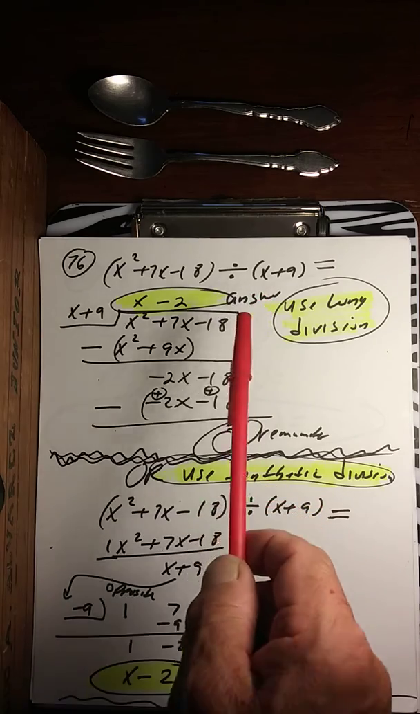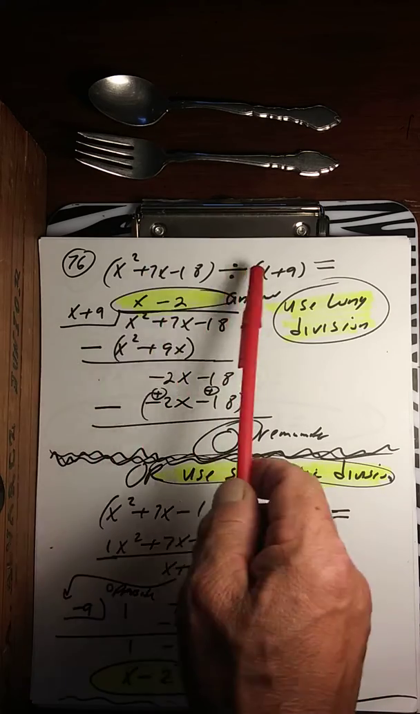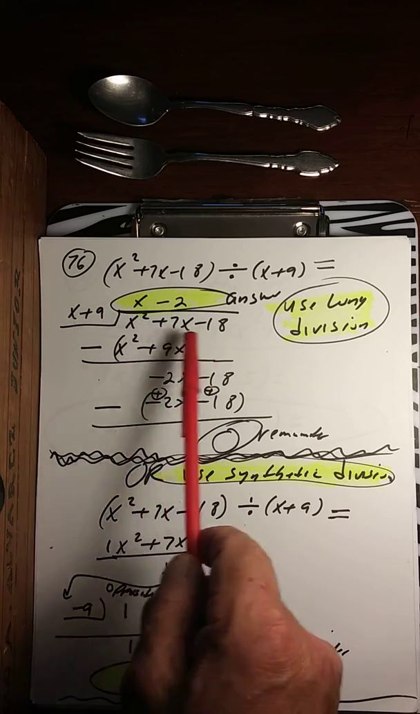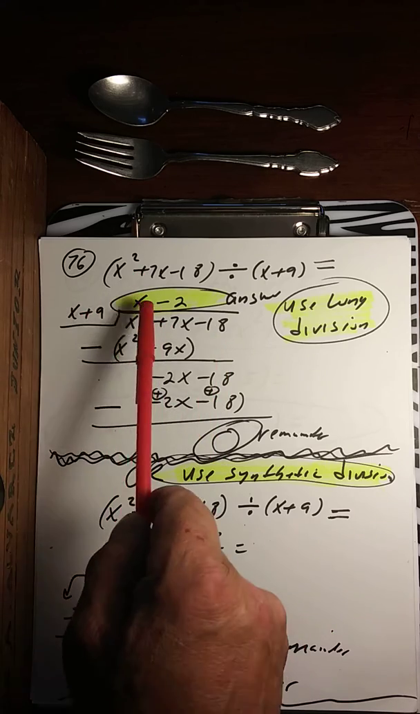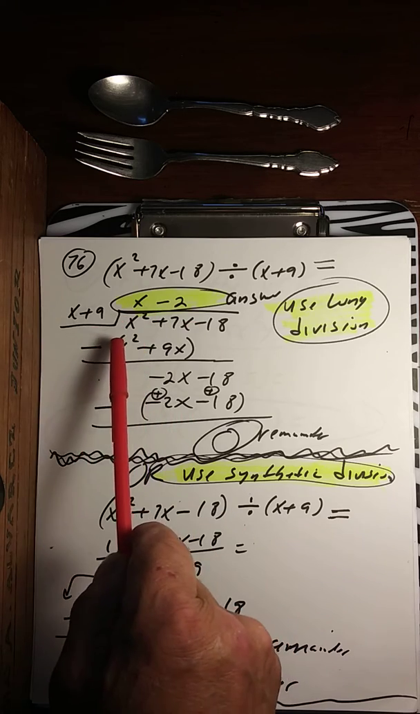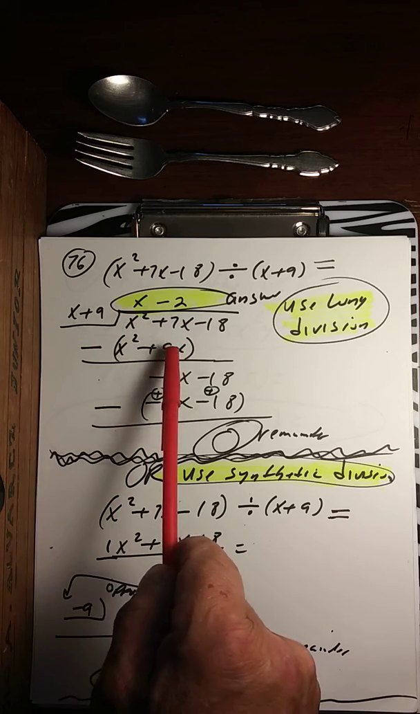Long division. Divide this by this. x plus 9 goes there. It's original x squared plus 7x there. So x times that is x squared. x times that is 9x. Minus upstairs, minus downstairs. x squared minus x squared is gone. 7x minus 9x is negative 2x.